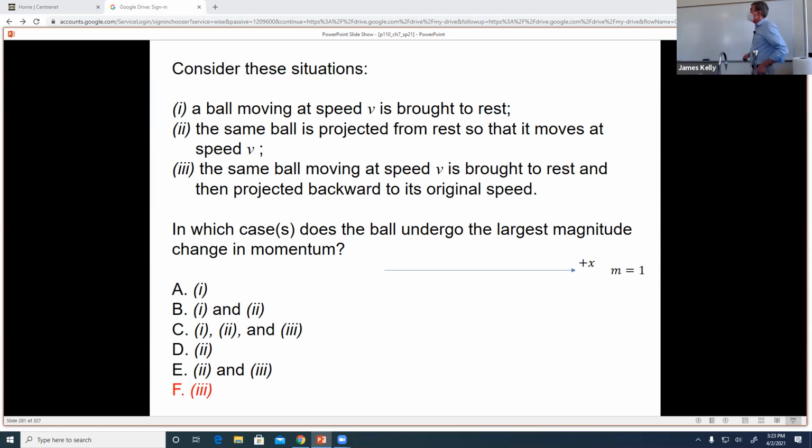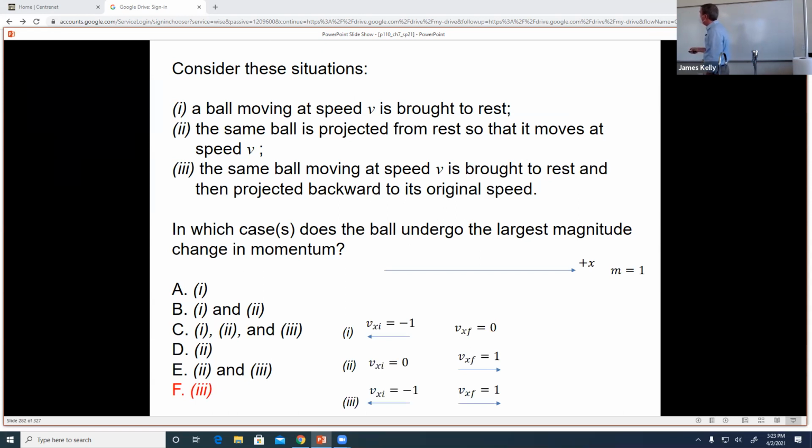Another way to see it is just in terms of the momentum. Maybe we can take some simple numerical values to make it easy. Here are my cases, 1, 2, and 3 shown down there. I'm imagining the ball in case 1 is moving to the left, and I then bring it to 0 with my hand. In case 2, it starts out at 0, but I bring it to speed v going to the right. And then in case 3, it was moving to the left, I bring it to rest and then catapult it to the right afterwards. Let's make the speeds 0 or 1 in magnitude, just to do the calculation.